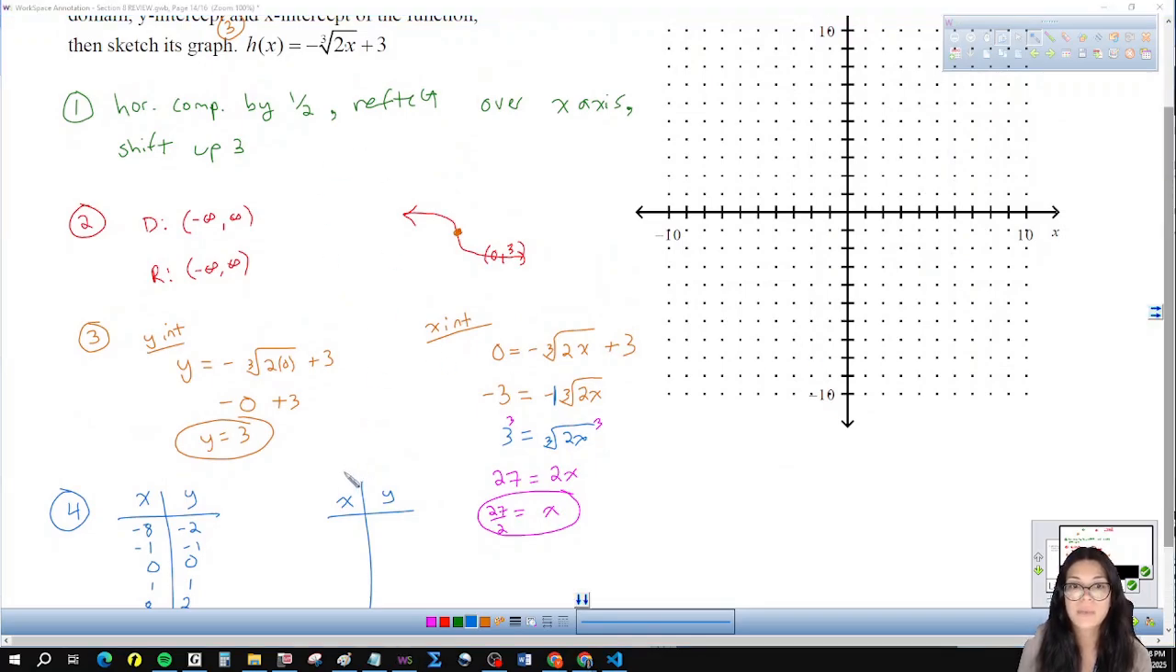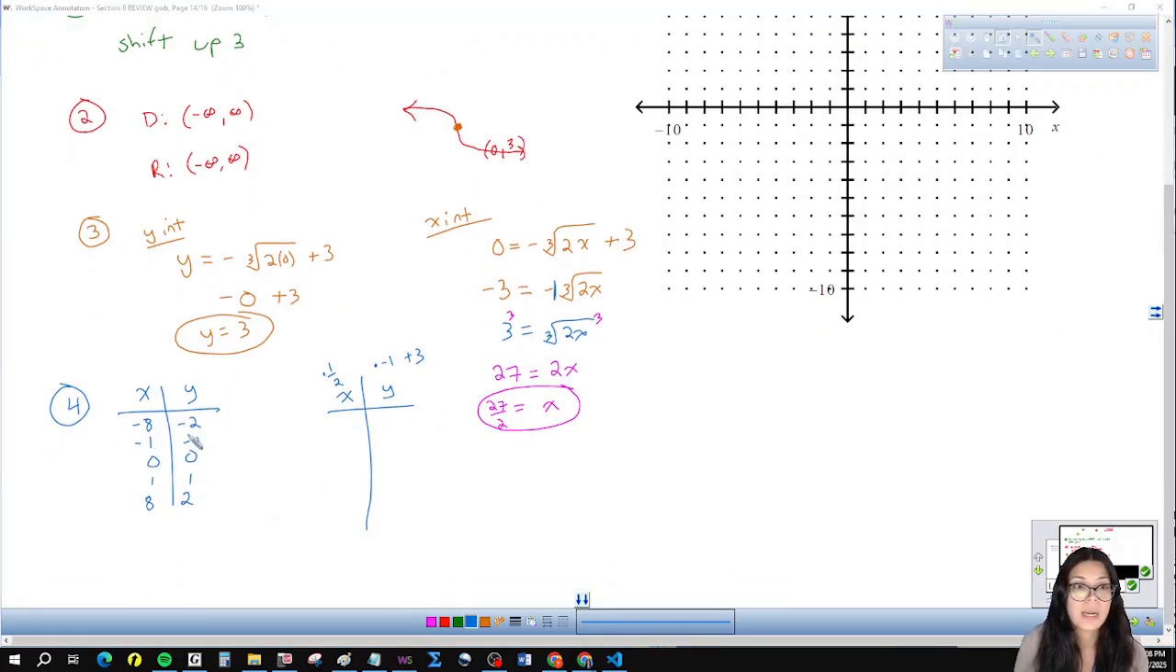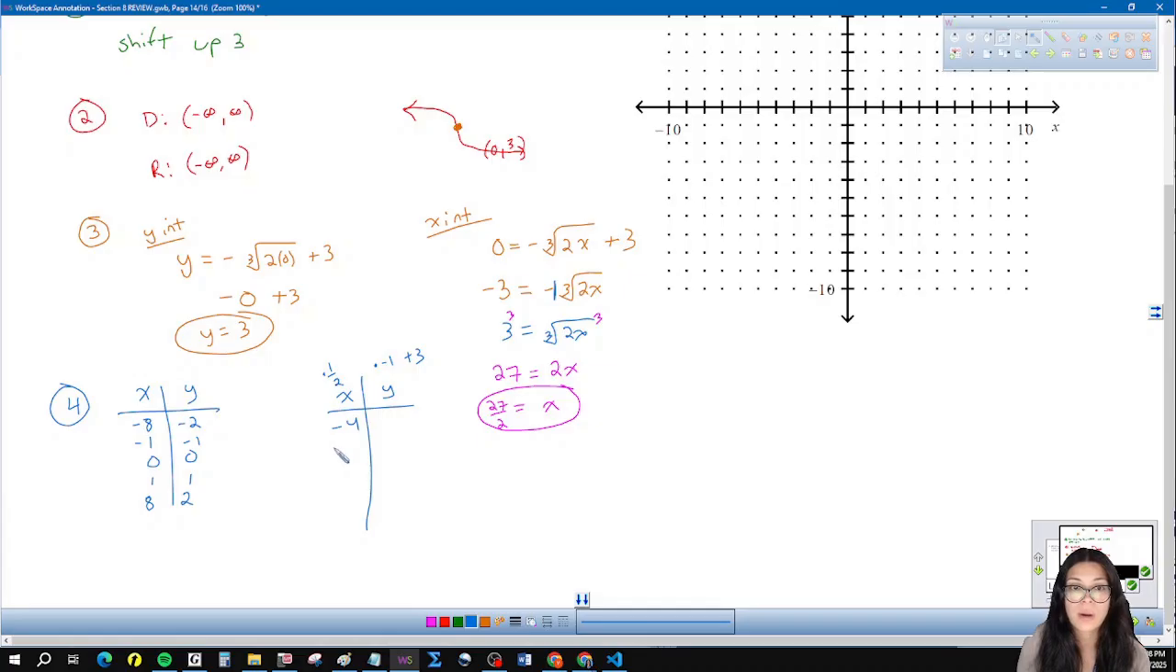Okay, so applying the transformations for x and y here, we're going to take the x value and multiply it by 1/2, and the y value, we're going to first multiply by -1, which is the reflection over the x-axis, and then add 3 to shift it up 3. So -8 times 1/2 is -4, -1 times 1/2 is -1/2, which is 0.5, 0 times 1/2 is 0, 1 times 1/2 is 1/2, which again is 0.5, 8 times 1/2 is 4.